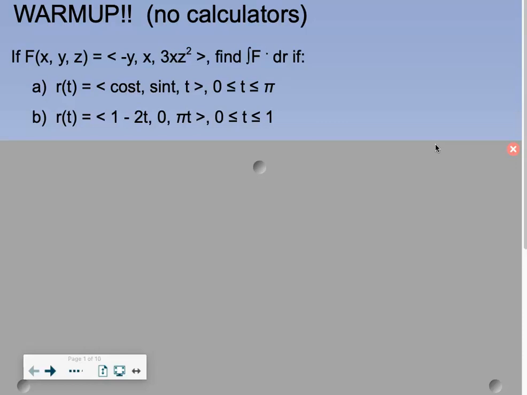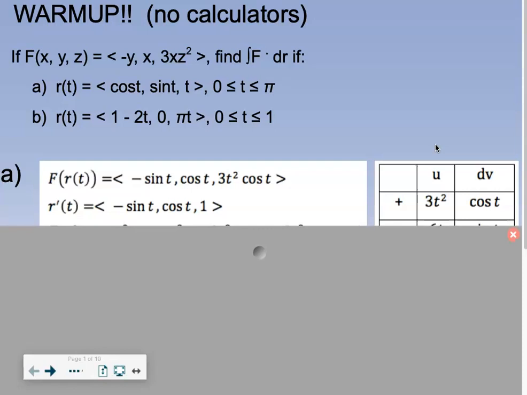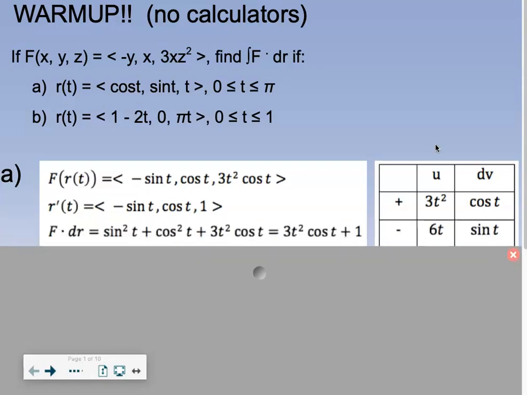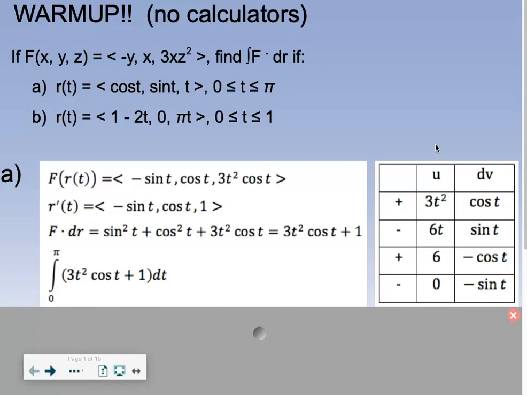Then you need to rewrite f in terms of r, or technically in terms of t. So you end up with f of negative sine t, cosine t, and then 3 times cosine t squared. There's my f of r of t, and there's my r prime. So my f dot dr was 3t squared cosine t plus 1. Now you have the integral from 0 to pi of 3t squared cosine t plus 1, which I did using the tab method.